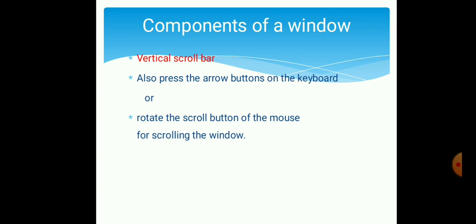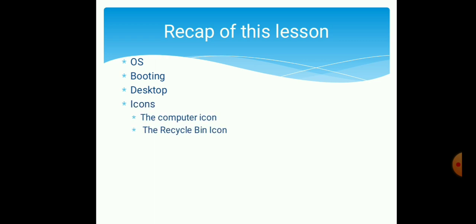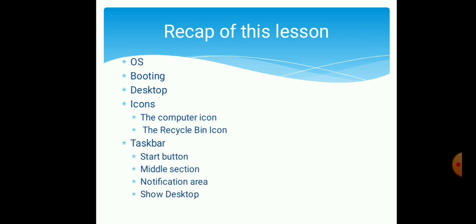Yes. So in this lesson, we have discussed operating system, booting, desktop, gadgets, wallpaper and screensaver also. Icons, there are two types of icons, that is basic icons, computer icon and recycle bin icon. And we have seen taskbar and what are the parts of the taskbar, that is start button, middle section, notification area and show desktop. And next we have discussed about desktop, that is gadgets, wallpaper and screensaver.